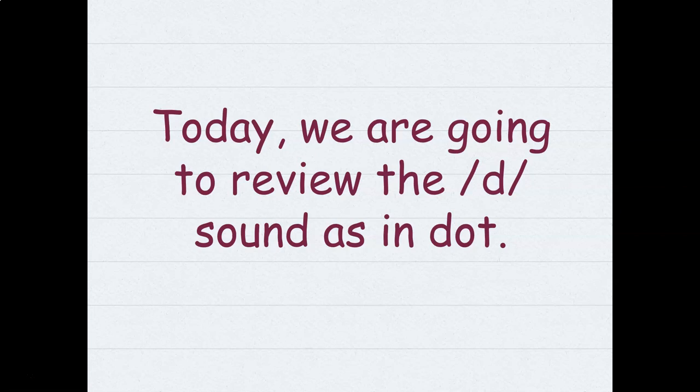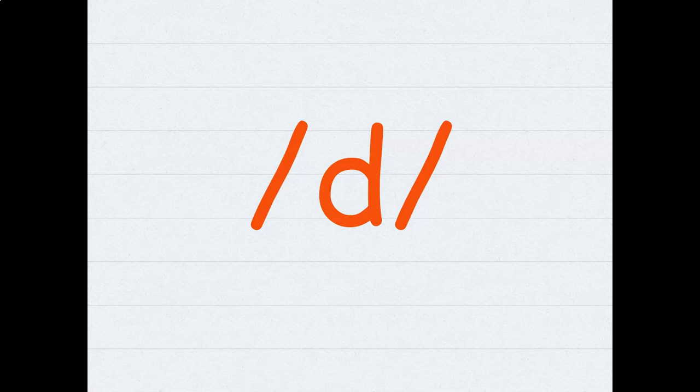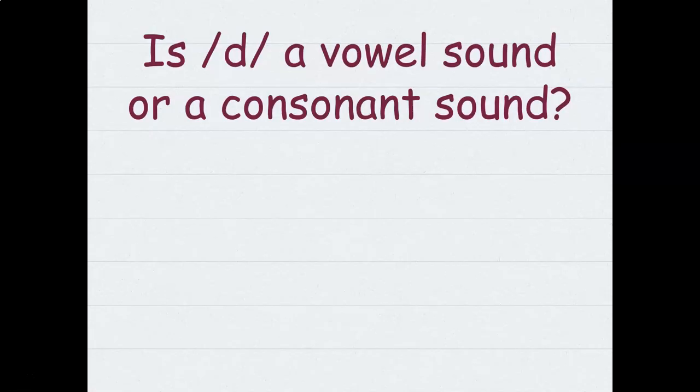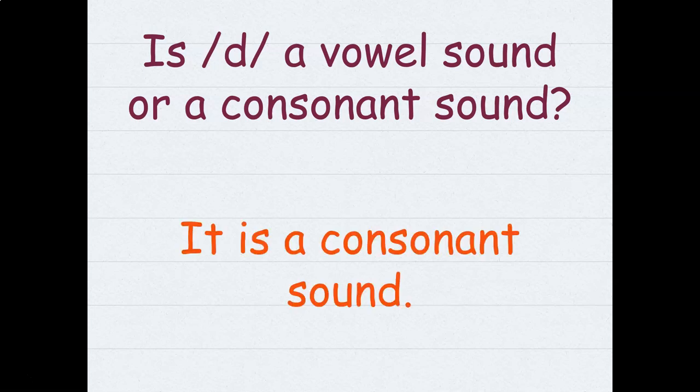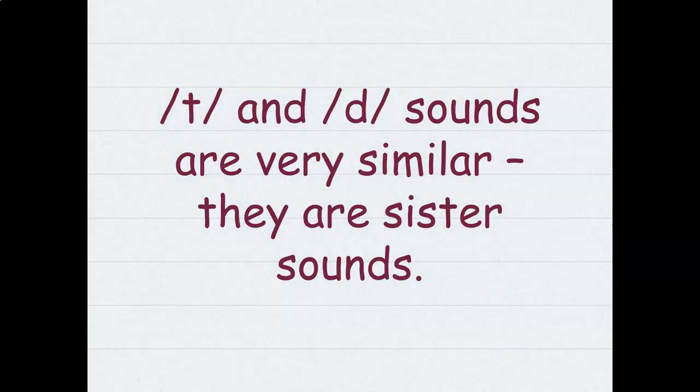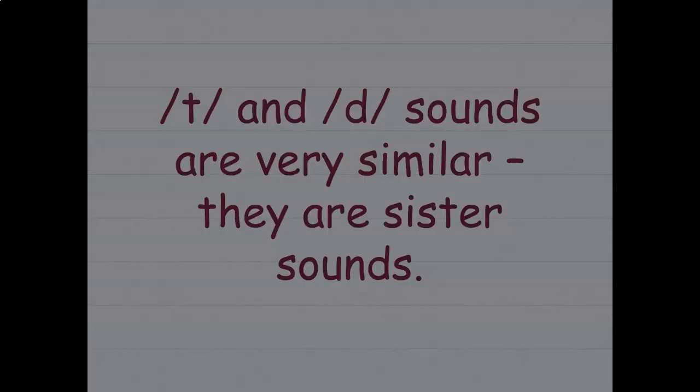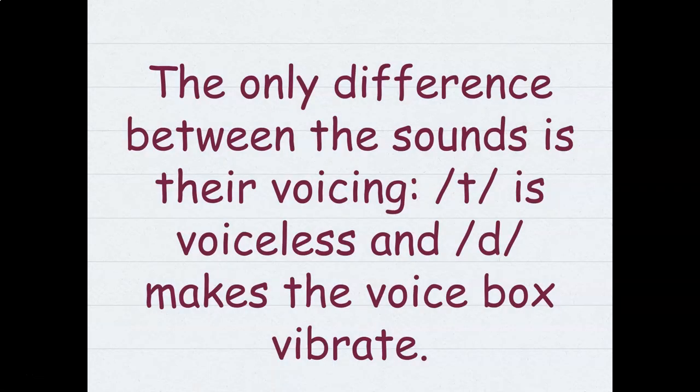Today, we're going to review the d sound as in dot. Say d with me. D. D. Is d a vowel sound or a consonant sound? It is a consonant sound. T and d sounds are very similar. They are sister sounds. The only difference between the sounds is their voicing. T is voiceless and d makes the voice box vibrate.